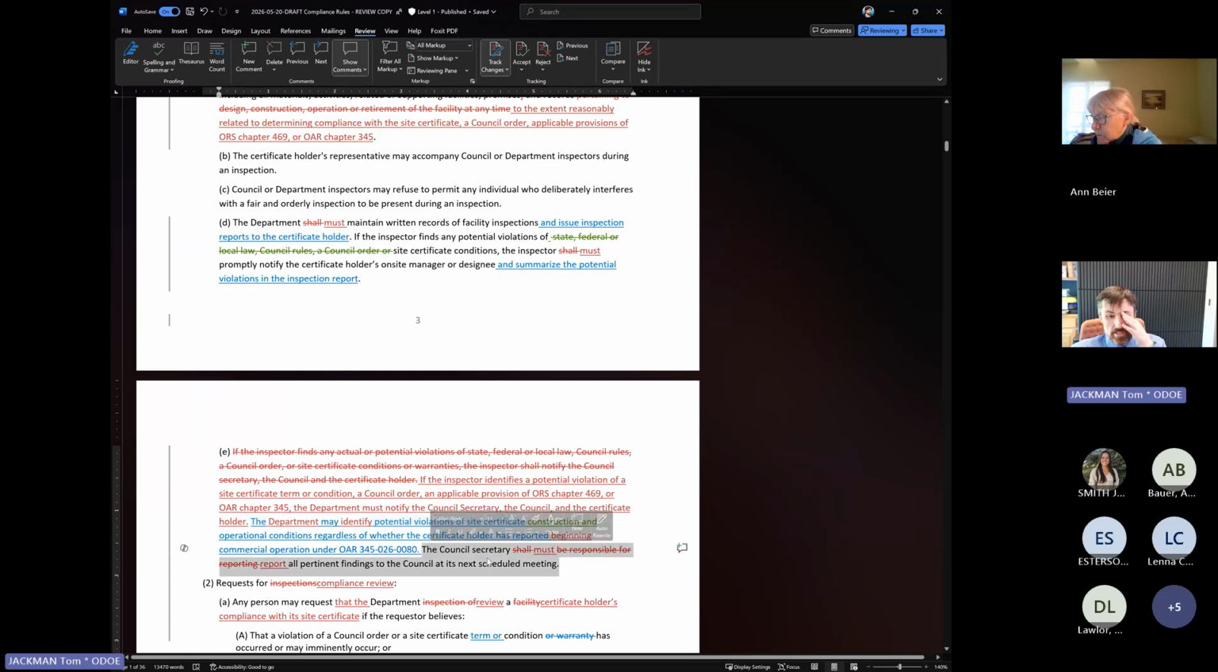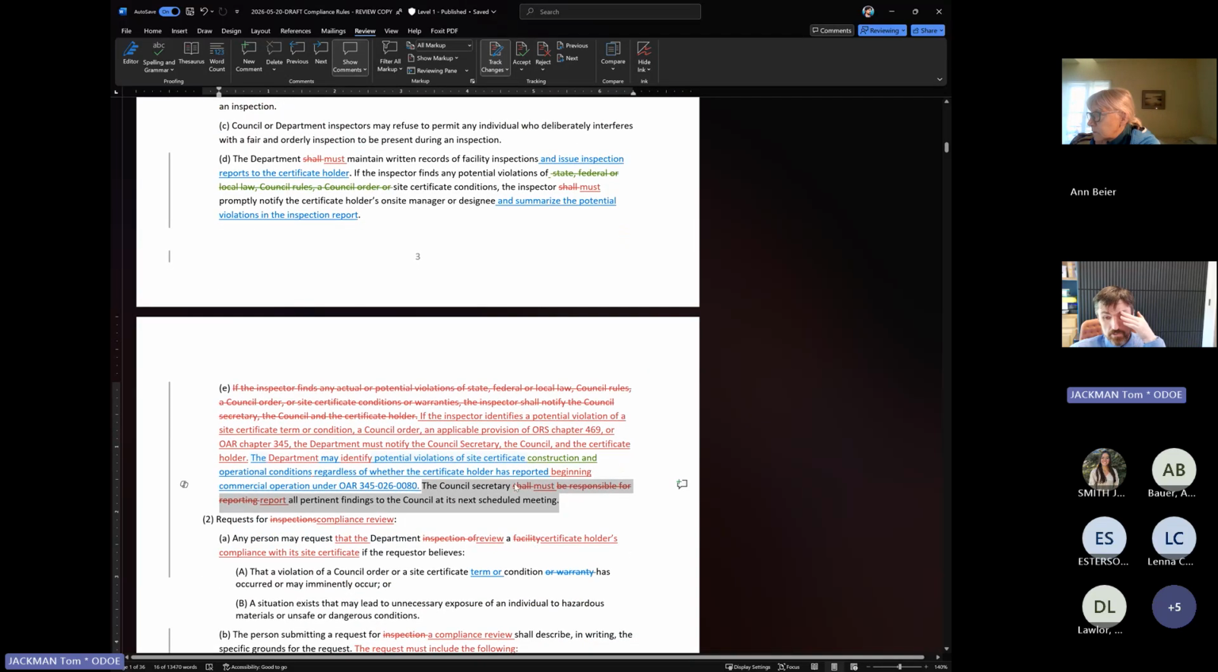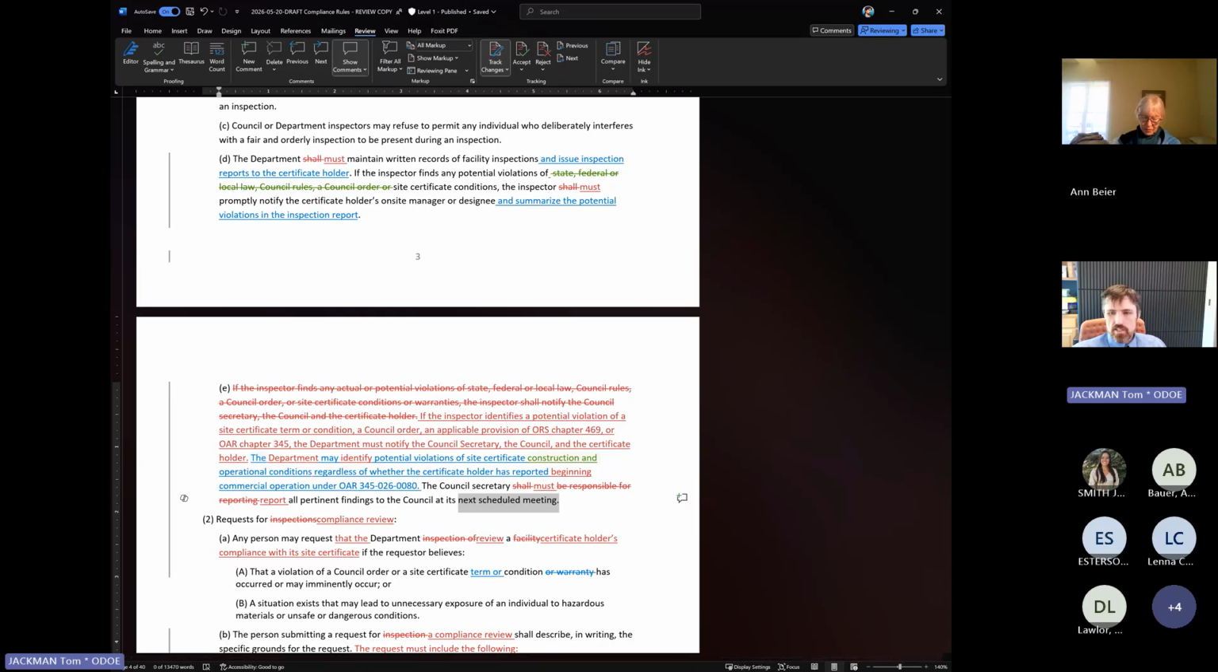There was nothing on here, but I did have some recent discussions with staff on this particular note about whether we should put some language in here about what actually has to be reported. And I don't know if the word pertinent here takes care of that, because obviously we don't want to overwhelm the council with they didn't cross this T or dot this I. So what is must report all pertinent findings to the council? Does this require some clarification? Because a whole bunch of things could be a potential violation of a certificate condition that my lawyer past self would have called de minimis. So I'm curious if anybody has any thoughts about that.